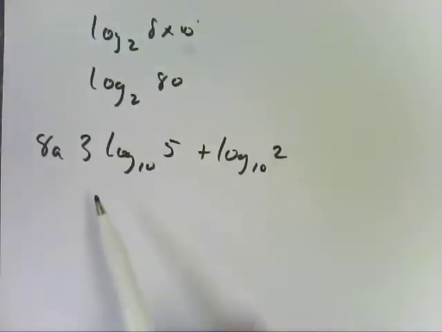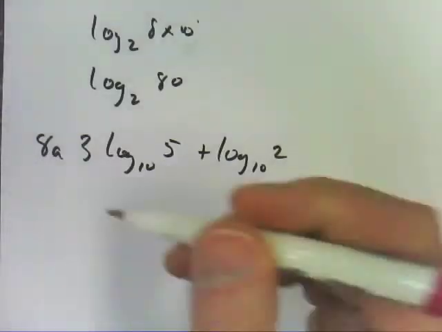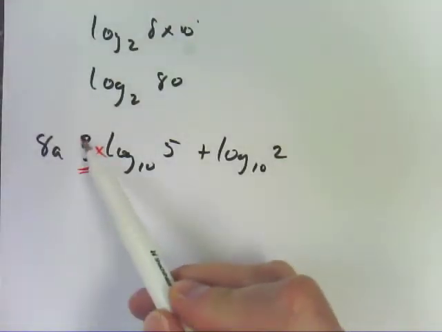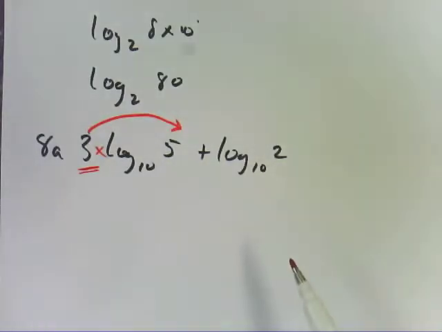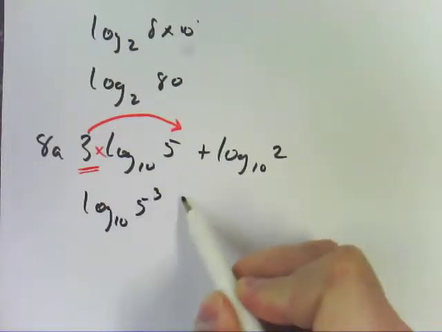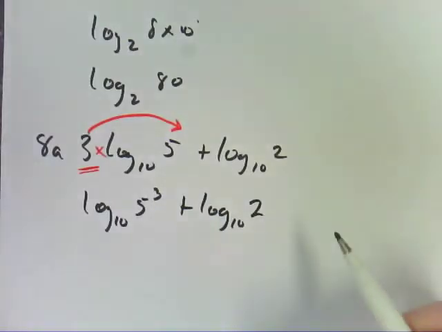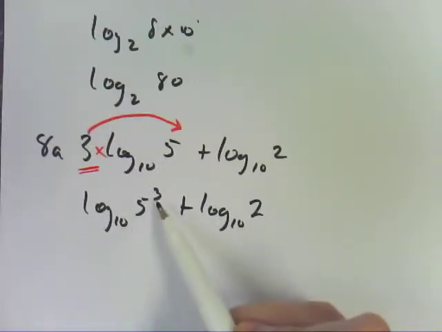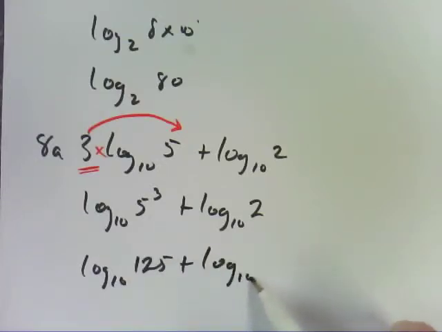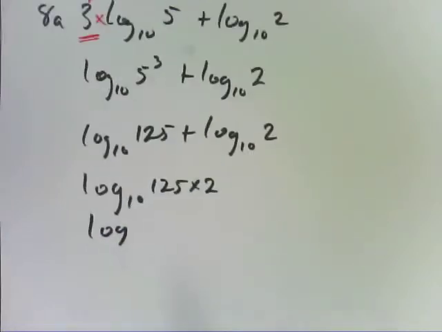When I'm looking at this, the first thing I notice is there's a number here, which is multiplied there, which I don't like. I don't want it there. So you can do the reverse and bring that up there. The first step is log 10 5 to the 3 plus log 10 2. 5 to the 3 is 5 times 5 times 5, which is log 10 125 plus log 10 2. Now I just multiply them to get log 10 125 by 2. So my final answer, log 10 250.